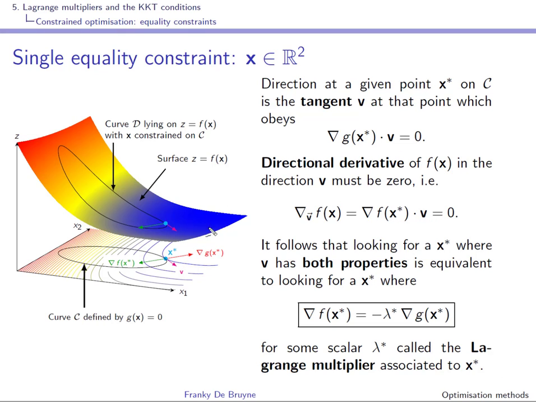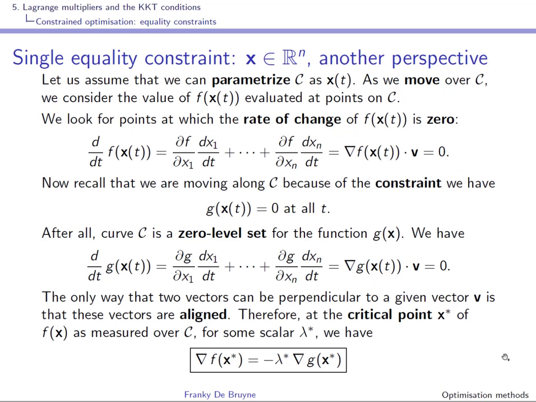Note that the gradient of f is perpendicular to the level curve and that the gradient of g is perpendicular to g(x) equal to 0. So we are also looking for a point x star, equivalently, where the level curve of f is tangent to g(x) equal to 0.